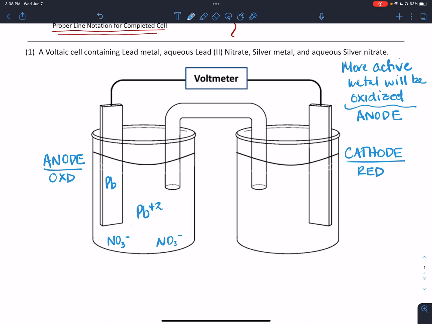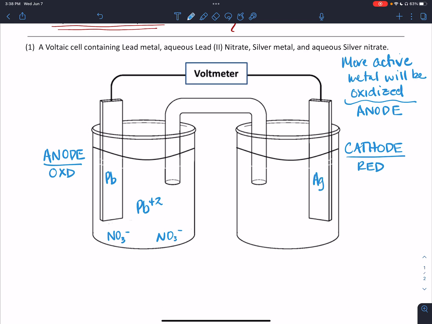All right, over in my cathode, I'm going to have silver metal, and then I'll have silver plus 1 ions in solution, again, along with nitrate ions. The nitrate ions are there, but they're just spectating. They aren't participating in any of the redox reactions. All right, so let's look at the oxidation.